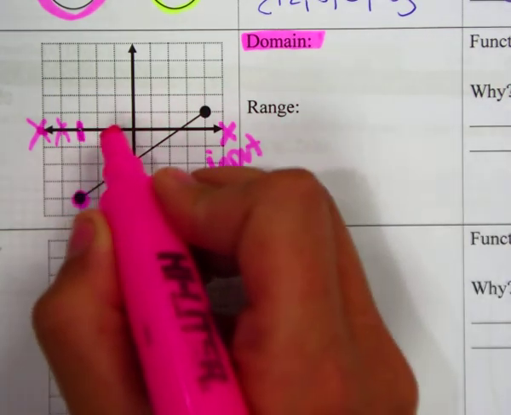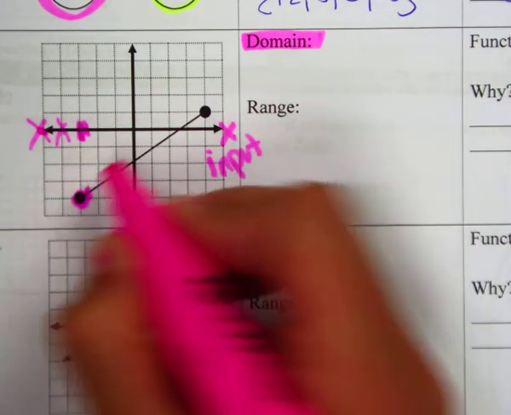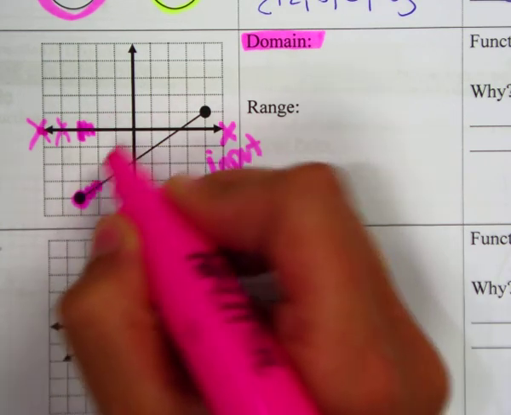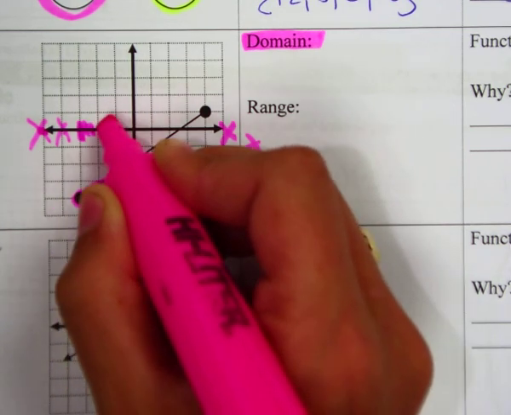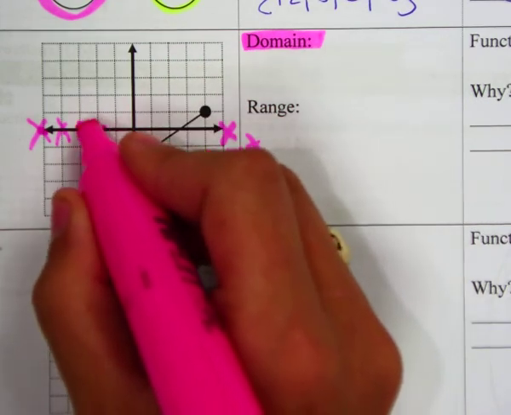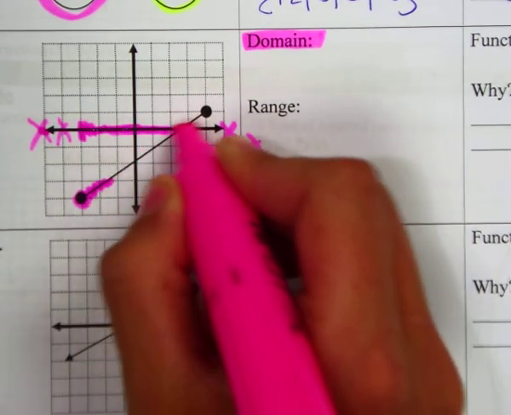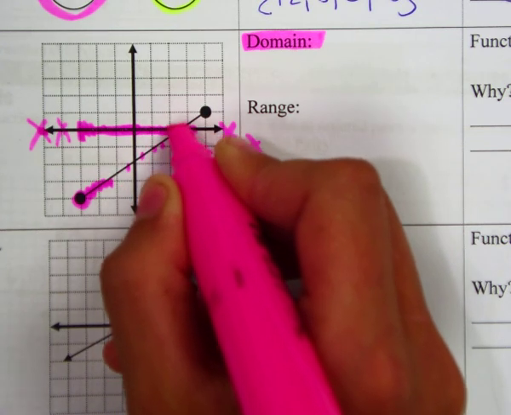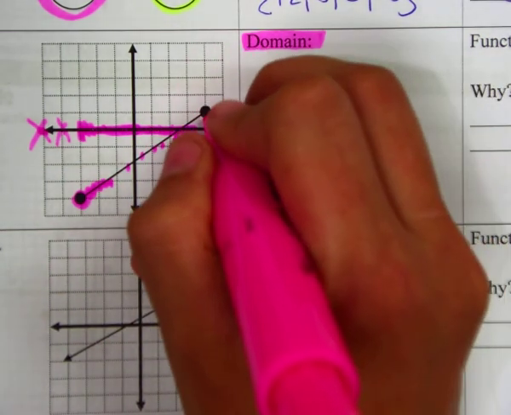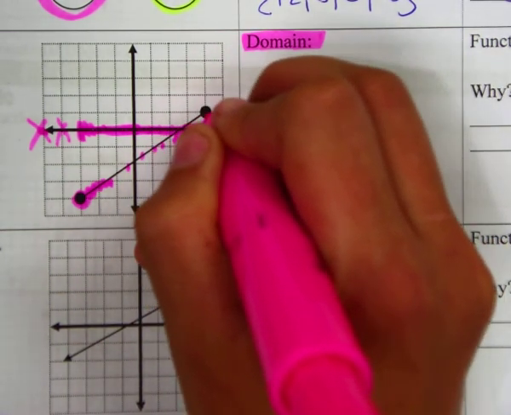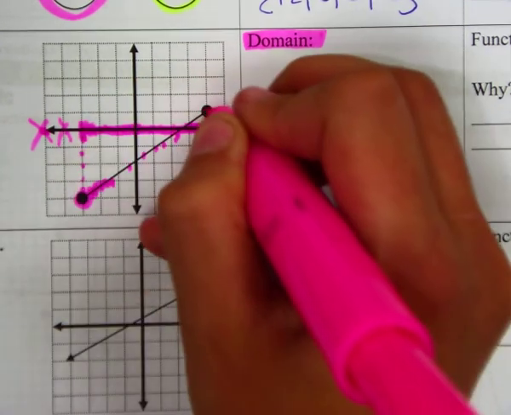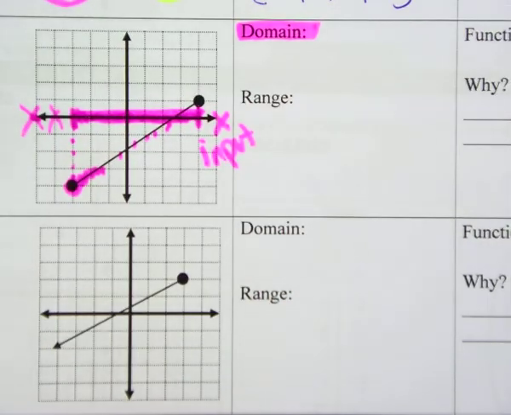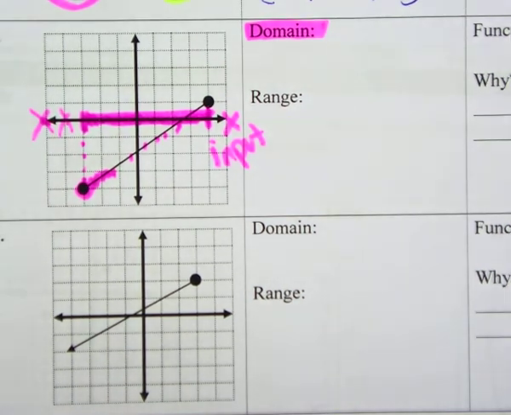Is there an input right here? Yeah, it's right here. Is there an input here? Input here has an output. Input here has an output. Input here has an output. In fact, all of these have output values. Down here, all the way until here. Any x value between these two is part of the domain because they have an output.